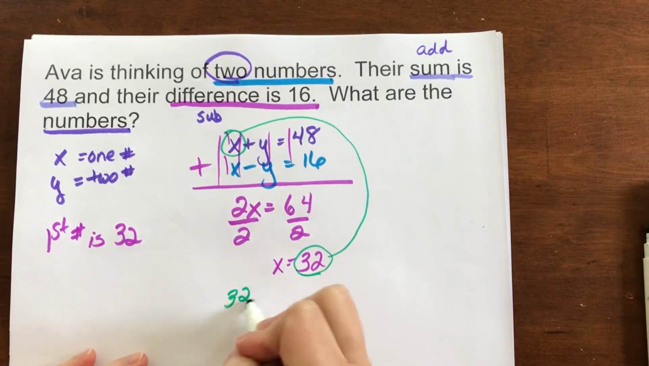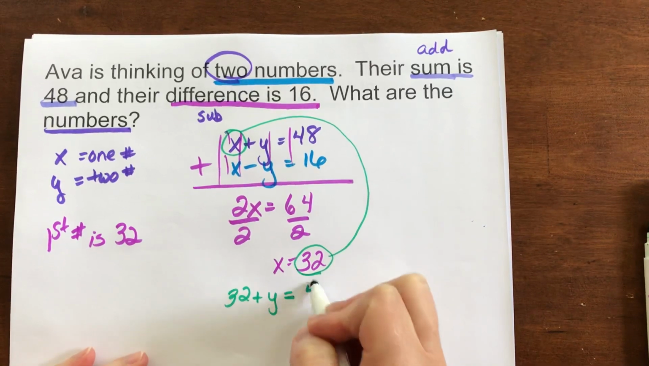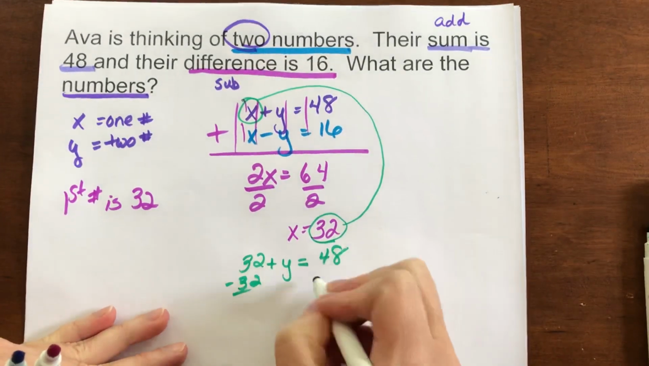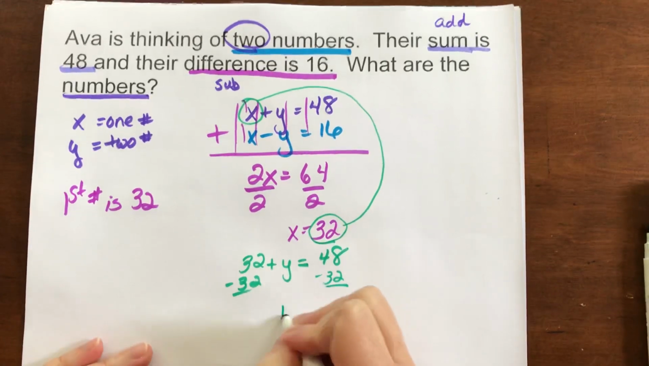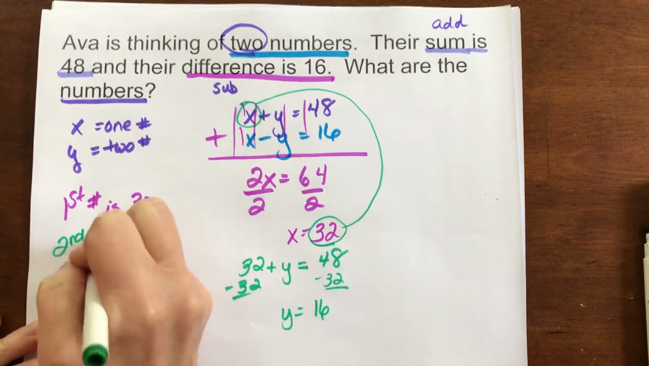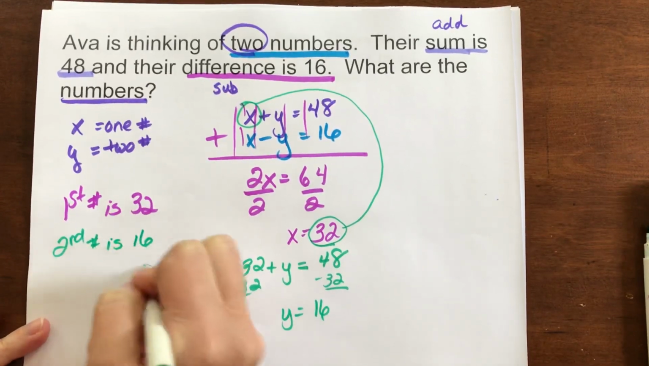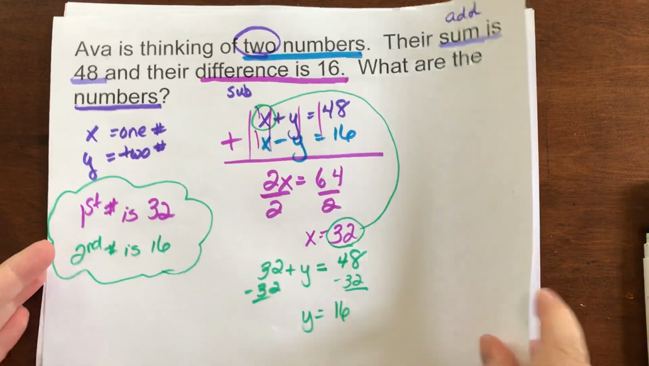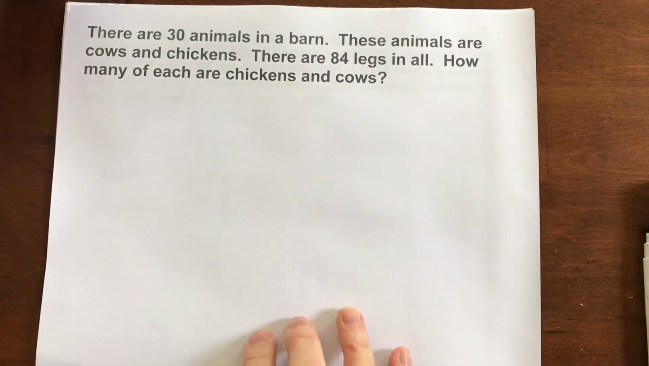So I'm going to have 32 plus y equals 48. And then I would subtract 32 from each side. And y is going to equal 16. So my second number is 16. And that's my answer for that problem. Okay? All right.